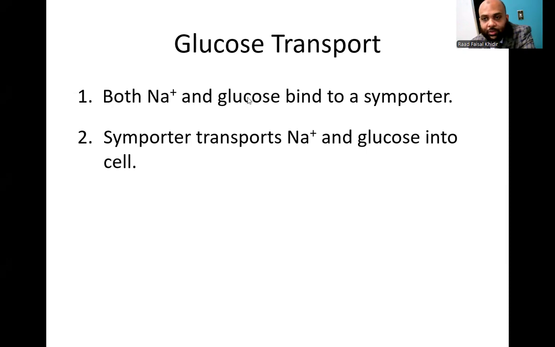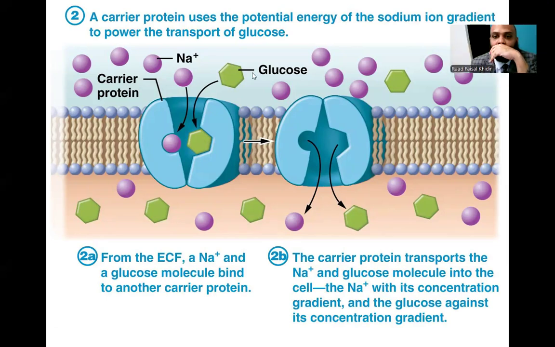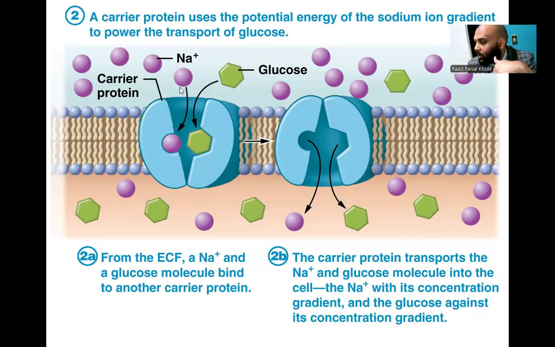In glucose transport, both sodium and glucose bind a symporter, and the symporter transports sodium and glucose into the cell. A carrier protein uses the potential energy of the sodium ion gradient to power the transport of glucose. You see, sodium is in purple, glucose is in green. So we use the movement of sodium down its concentration gradient to allow for the movement of glucose. It's like you have a car, you're going to college, and somebody takes a ride with you. That's an example of what happens here. Sodium is moving down because there's so much sodium outside, 10 times more than inside, so it flows like a waterfall. When it's moving down, glucose takes a ride and flows in with it.